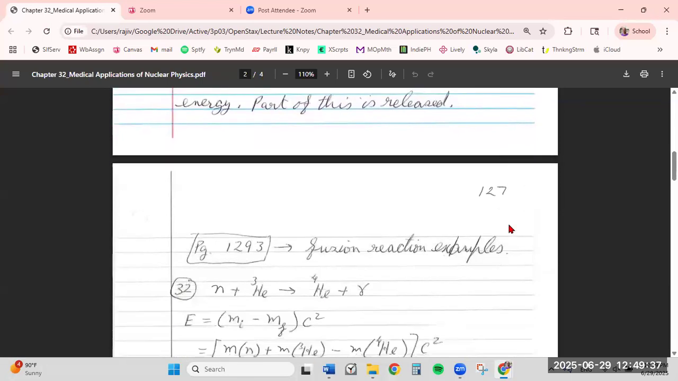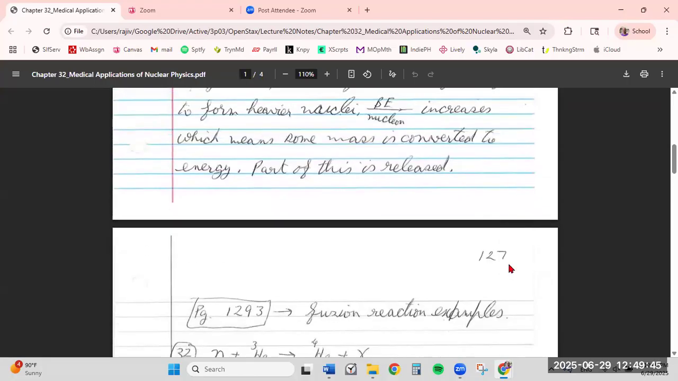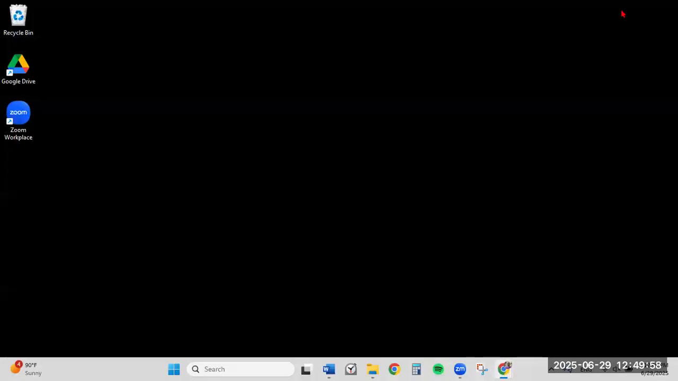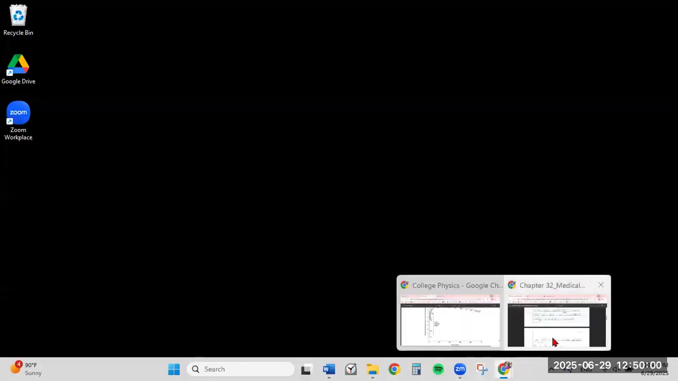Some examples of fusion reactions. Now, in addition to humans making these reactions happen, they also occur naturally. So let's look at this.